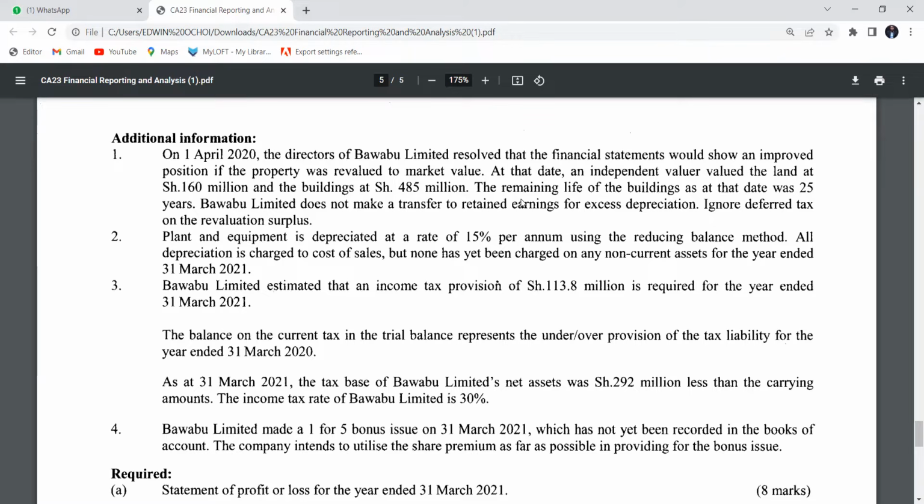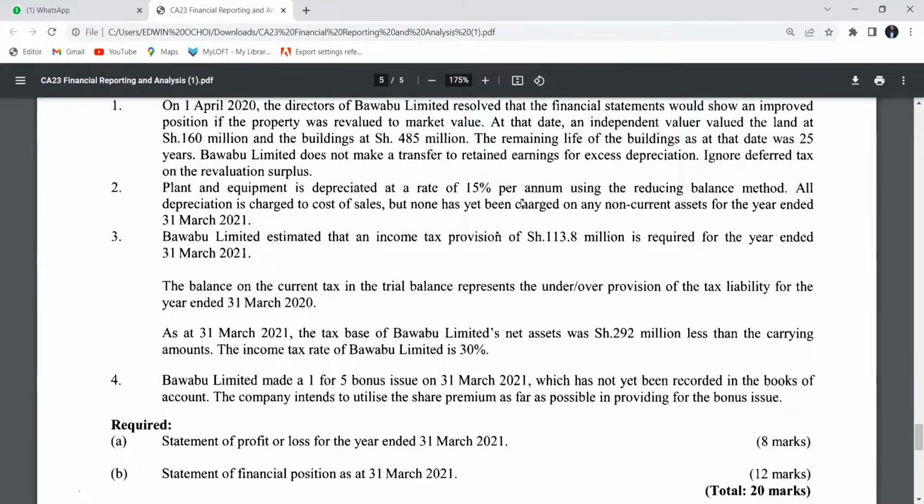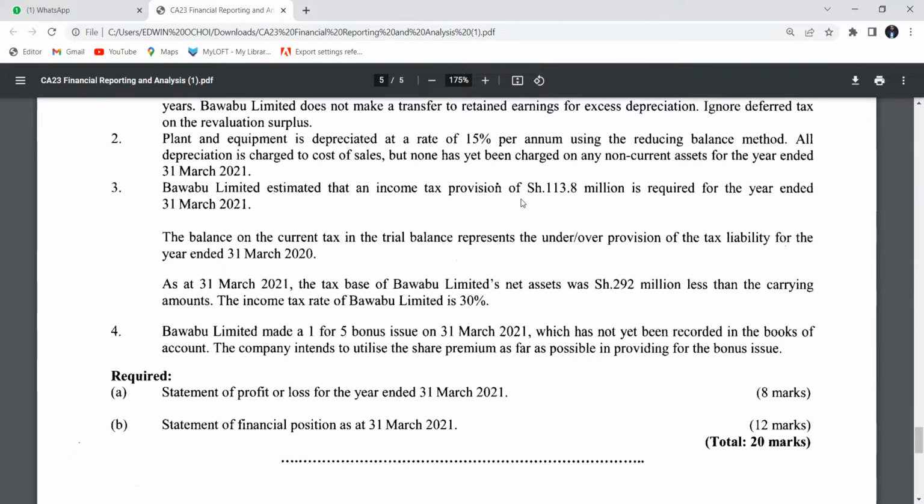Number 4, BAWAB Limited made a 145 bonus issue on 31st March 2021, which has not yet been recorded in the books of account. The company intends to utilize the share premium as far as possible in providing for the bonus issue. You are required to do 2 statements: a statement of profit or loss and a statement of financial position.